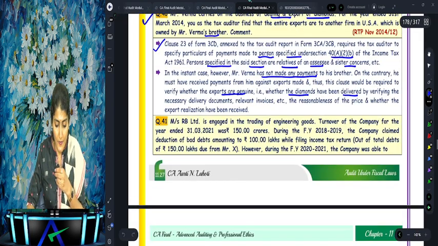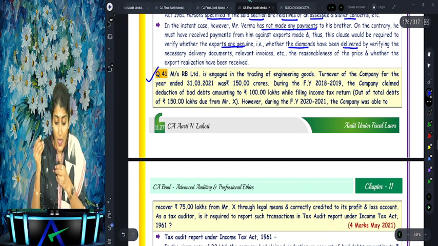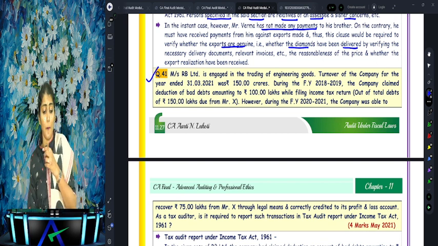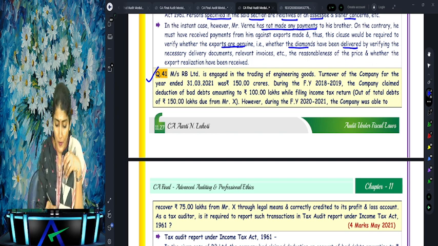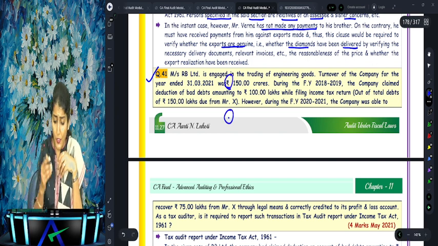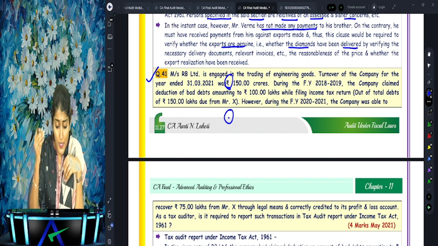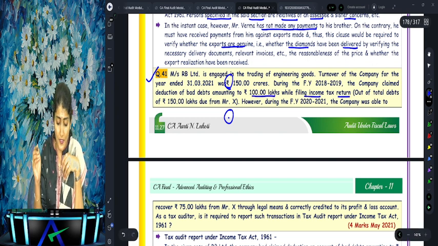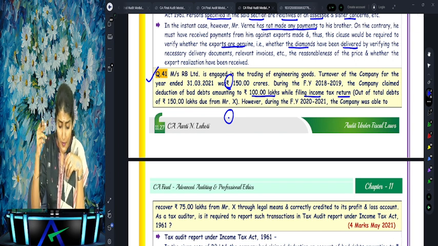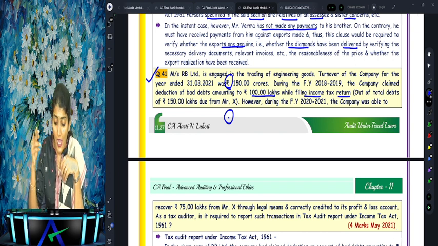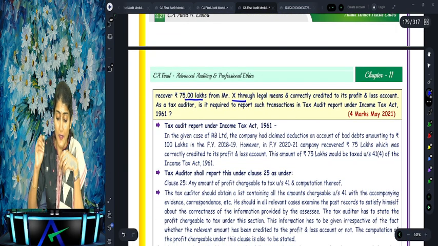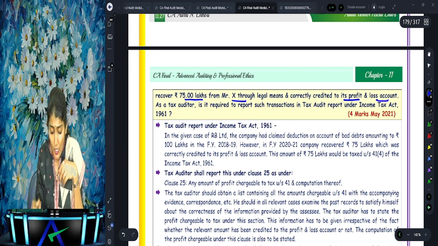So we have question number 41. RB Limited is engaged in the trading of engineering goods. Turnover of the company for 2021 was rupees 150 crore. During 2018-19, the company claimed deduction of bad debts amounting to 100 lakh while filing the income tax return, out of the total debts of 150 lakh due from Mr. X. However, during 2021, the company was able to recover 75 lakh from X through legal means and correctly credited this to their profit and loss account.